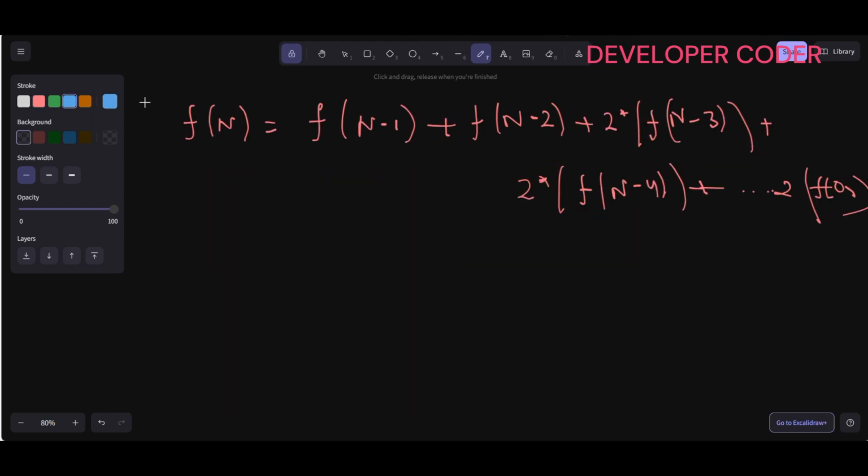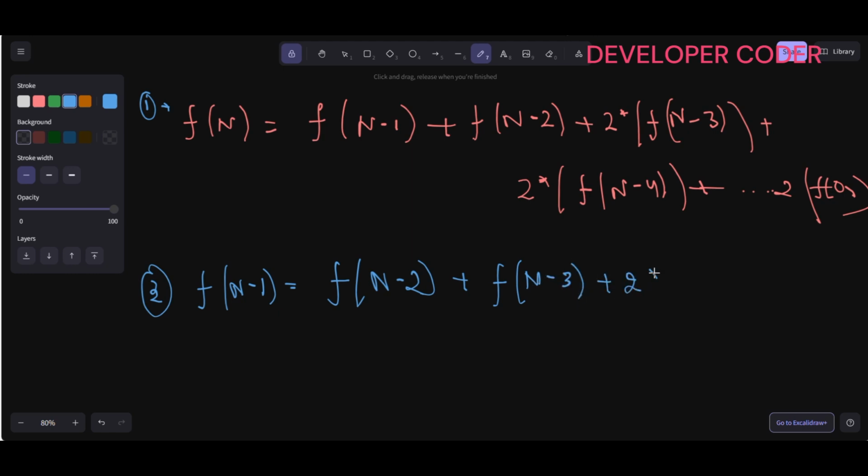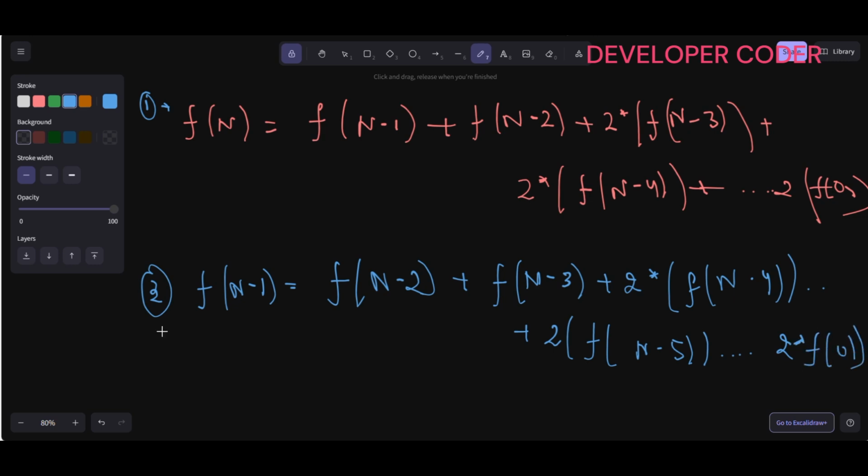This is your equation 1, and in equation 2, use n minus 1 instead of n. So f of n becomes f of n minus 1, that simply means n minus 2, since you are placing n minus 1 in place of n. So here n minus 1 minus 2 is n minus 3, and 2 into f of n minus 3 becomes n minus 4. And here also plus 2 into f of n minus 5, and so on until 2 into f of 0. Until here it is done.